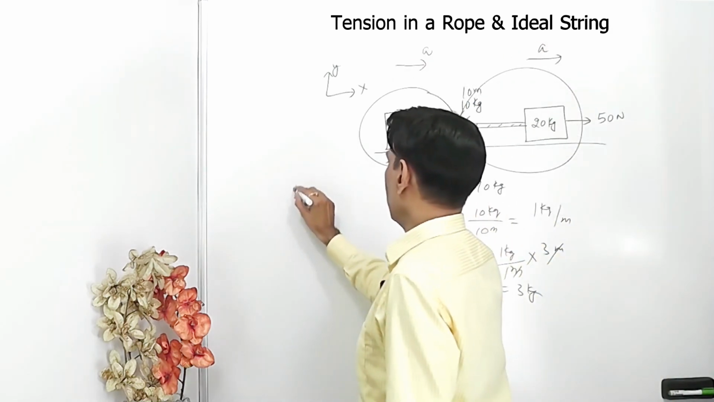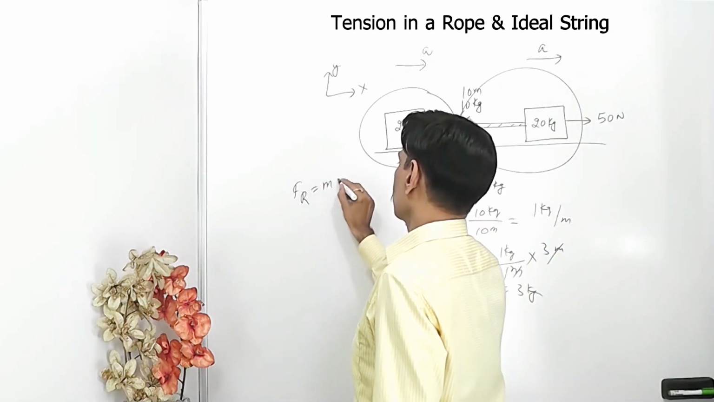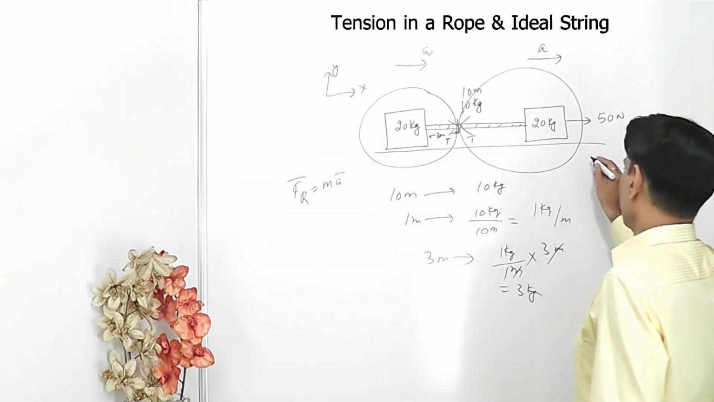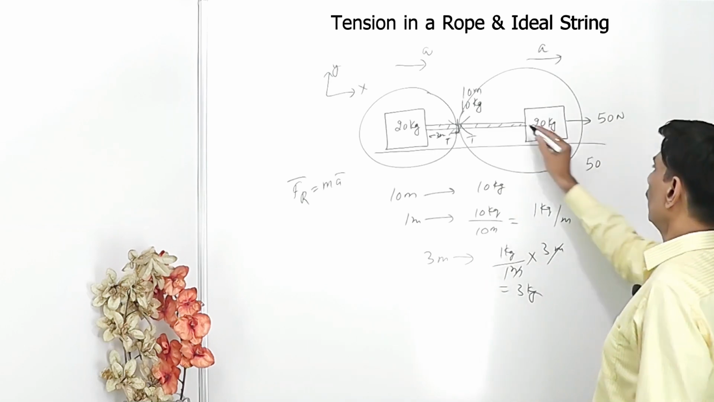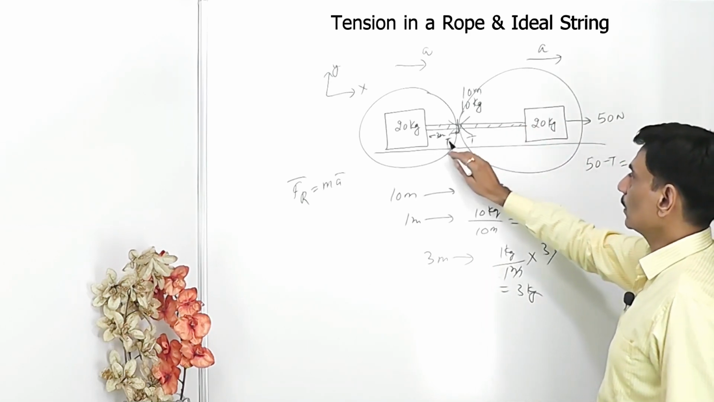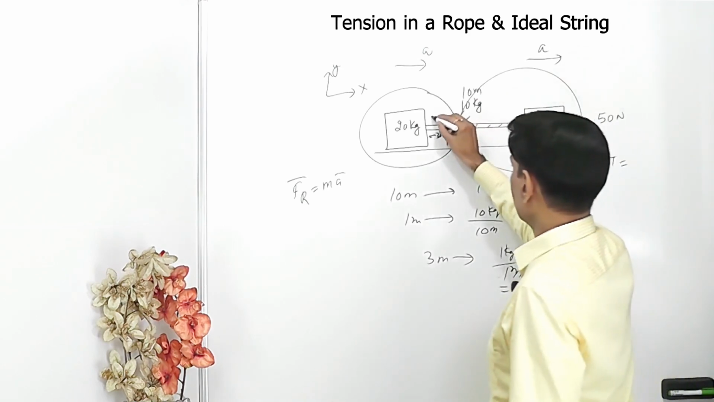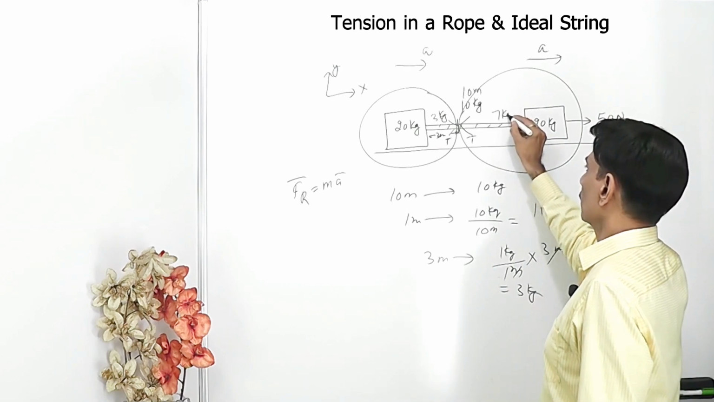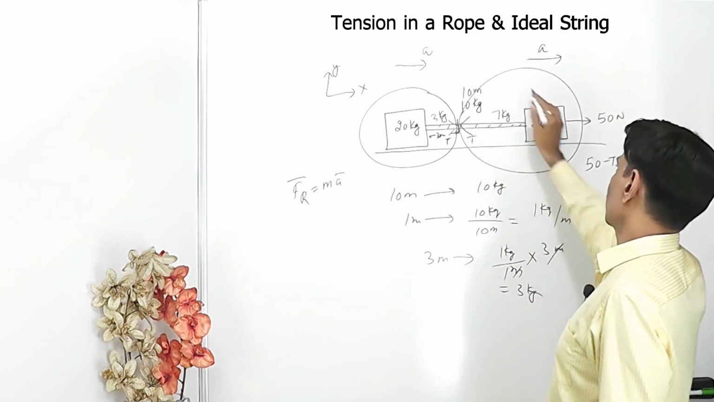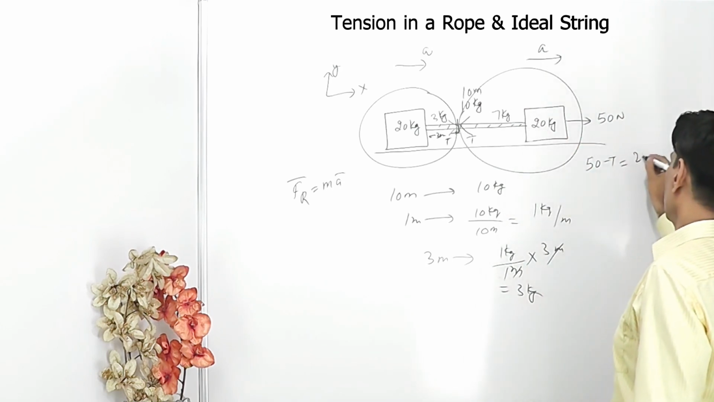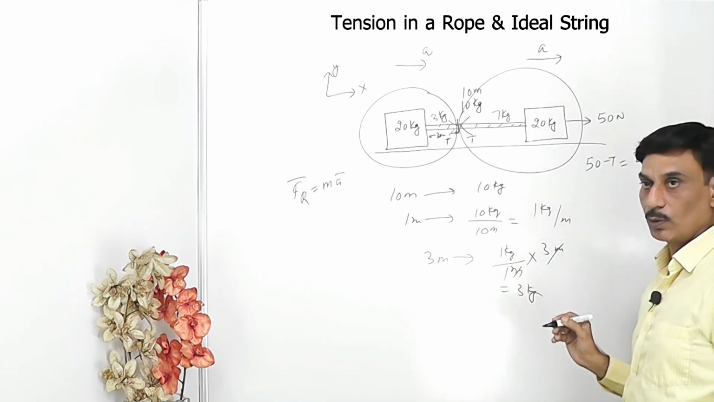So now we apply the last step of the free body diagram, that is F is equal to ma. This is going this way. So the equation comes out to be 50 minus T is equal to mass. Mass is what? This is 3 meter, so obviously 3 kg mass is this. So this is 7 meter, so this is 7 kg. So total mass within this is, 50 minus T is the net force, is equal to mass 20 plus 7, 27 into A. The equation comes out to be like this.